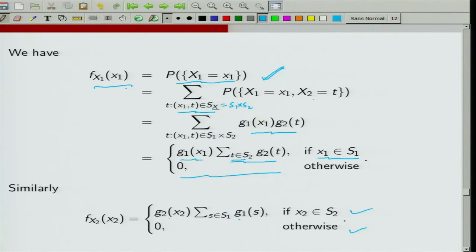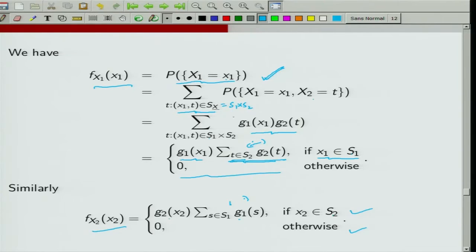So, f_X1(x1) f_X2(x2) is, if x1 belongs to S1 and x2 belongs to S2, then only it would be a non-zero quantity. So, it will be a product of this, which is g1(x1) g2(x2), and then summation s belonging to S1 g1(s), summation t belonging to S2 g2(t), and we have seen that the product of this with this is 1. So, what you get is the joint PMF is the same as g1(x1).